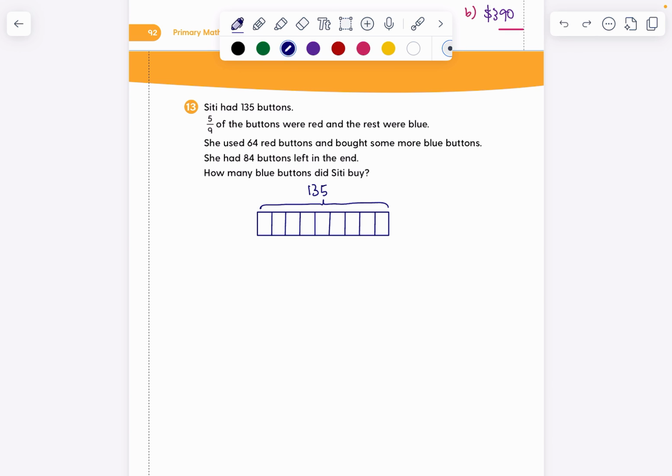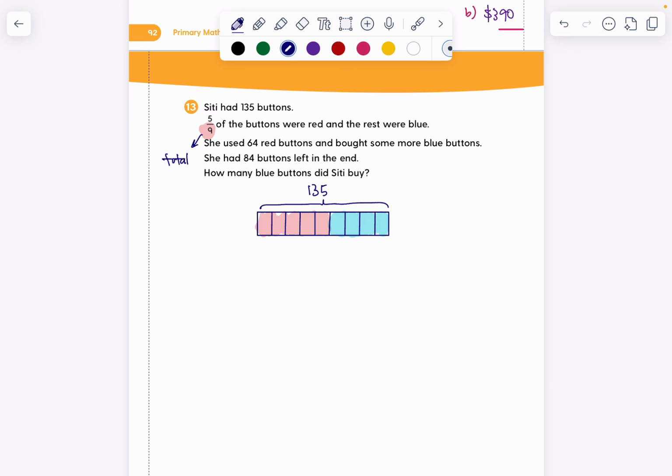will divide it into 9 parts because it says here that 5 out of 9. So therefore, the denominator is the total. 5 out of 9 buttons were red and the rest were blue. So I will highlight that 5 units were red and the rest of them, 4 units, were blue.